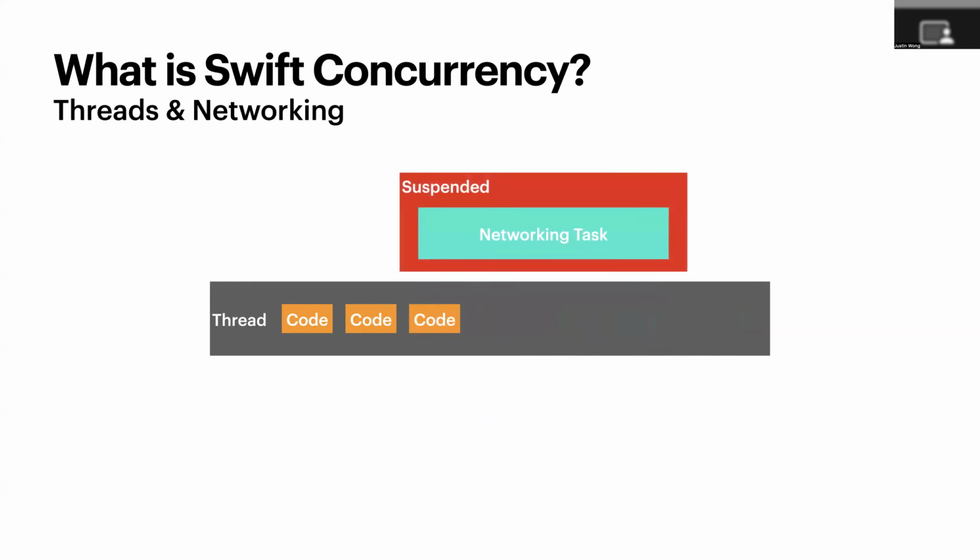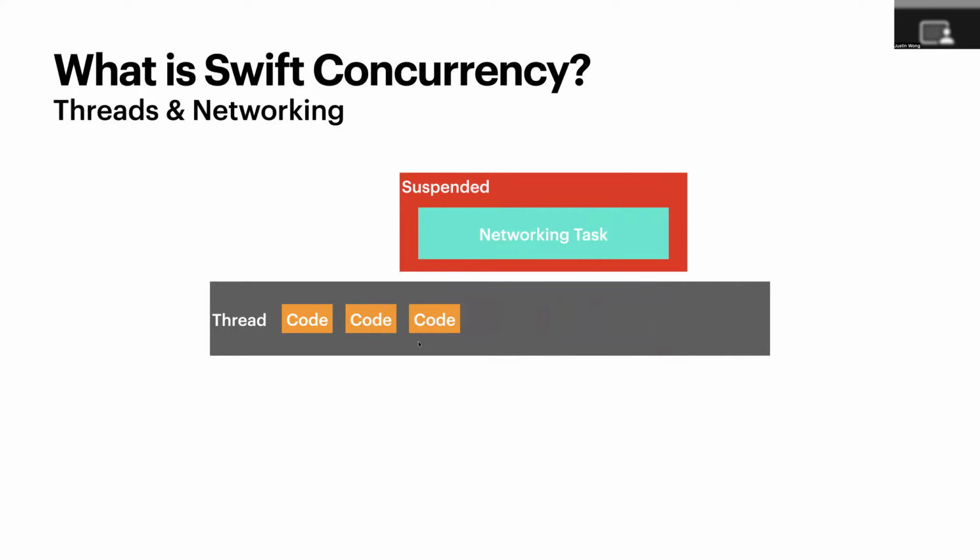What we can do is suspend this networking task into a suspended state. And then while it's actually doing the networking, while we're awaiting a response back from the server, we can actually free up that thread and run other code that the system queues up, right? We could run code that's related to a different app, or we could run code in a different part of your app, right? So we could free up this thread and run code and not be blocked by this networking task.